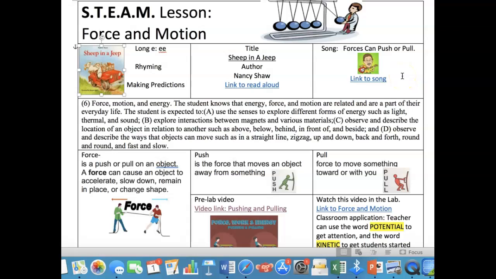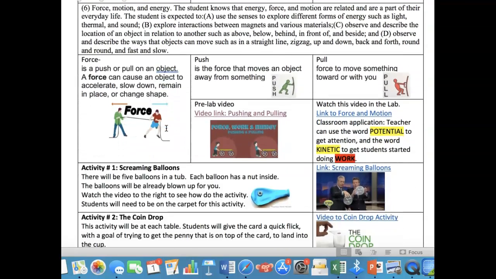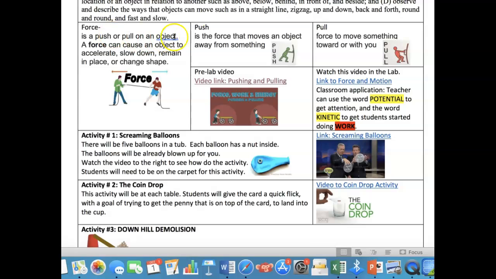Here's a song for push and pull for getting out those wiggles. Here are the objectives. Vocabulary words: force, push, and pull.